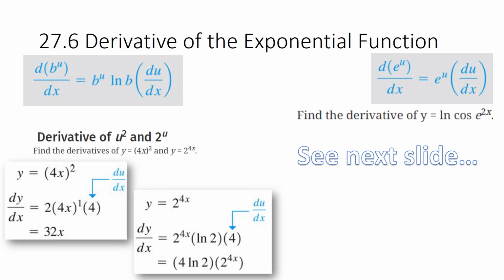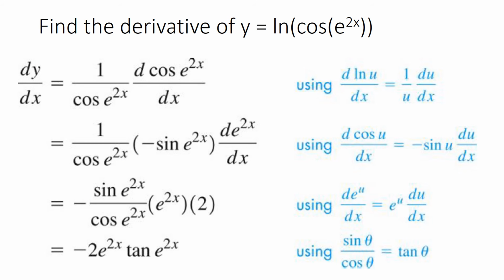Let's go ahead and take a look at the derivative of y equals the natural logarithm of the cosine of e raised to the 2x, kind of combining everything we've learned up till now into one formula. So we'll go ahead to the next slide and see how that's done. All right, so this is a more complicated one where we have to use everything we've learned up till now. So it's a good example to show how we would take the derivative of y equals the natural logarithm of the cosine of e raised to the 2x power.